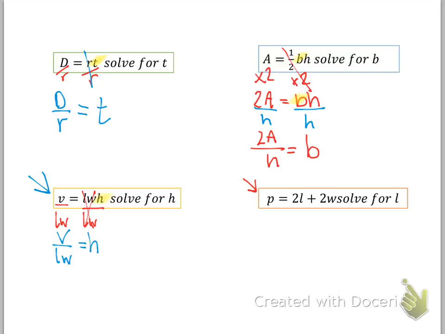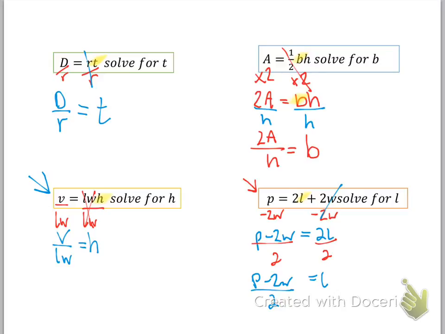Okay, so here I'm trying to solve for L. I'm trying to get the L alone. So I need to deal with the addition or subtraction first. So I'm going to subtract 2w from both sides. That gives me p minus 2w equals 2l. Again, trying to get the L alone, so I'm going to divide by 2. So L equals perimeter minus 2w divided by 2.